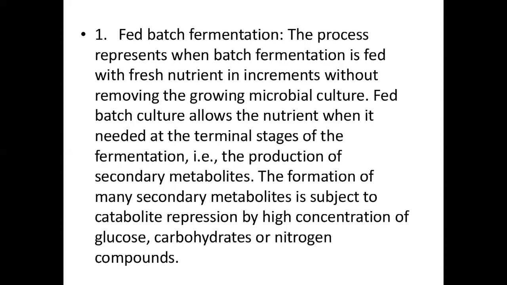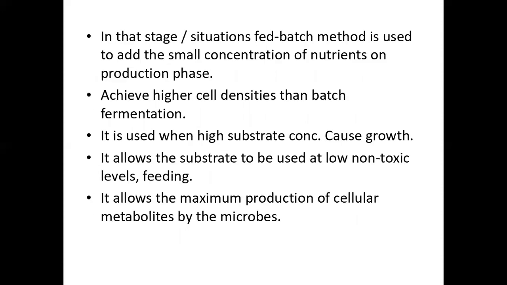Fed batch culture allows the nutrient to be supplied when it is needed at the terminal stages of fermentation, that is, the production of secondary metabolites. The formation of many secondary metabolites is subject to catabolite repression by higher concentrations of glucose, carbohydrates, or nitrogen compounds. So by adding nutrients in fed batch culture, the nutrients will be utilized in the last stages of the fermentation for the production of secondary metabolites.